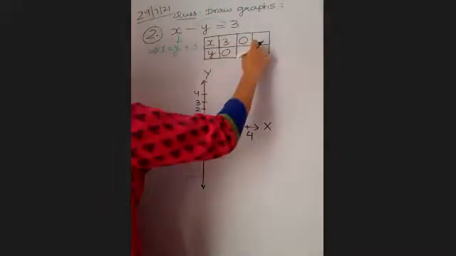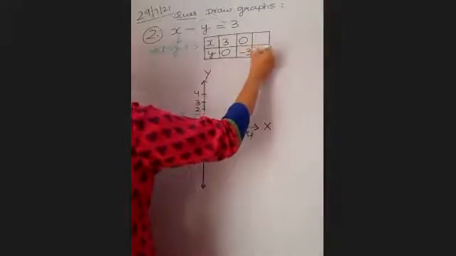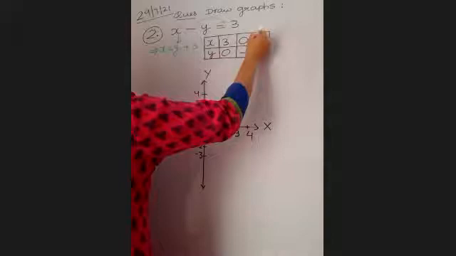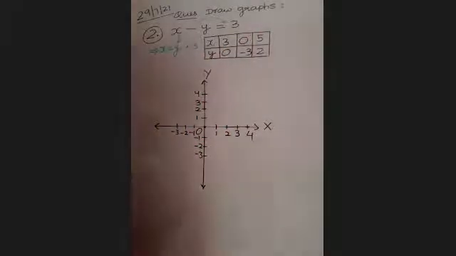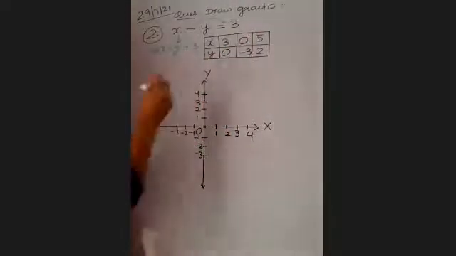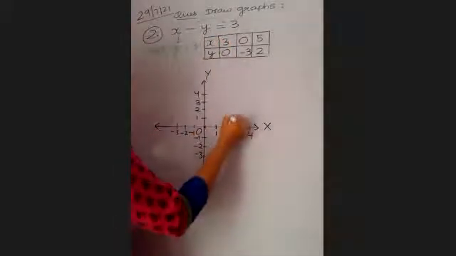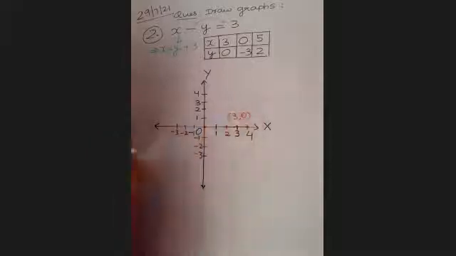Let me take y as 2. You may take any values of your choice. Then x would be 5. So let us read what we get. 3, 0: x is 3, y is 0. Is it going to be this point, children?